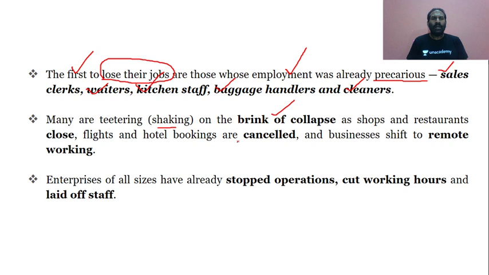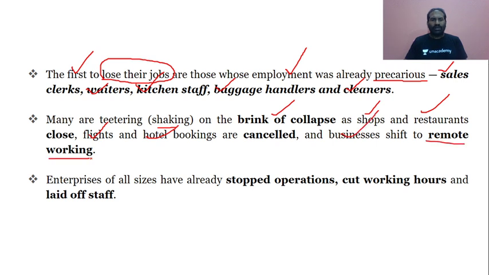Definitely it is hitting the economy. The entire businesses are about to collapse, such as shops and restaurants. And in regards to flights and hotel bookings, they are almost all cancelled. Businesses have shifted to remote working.